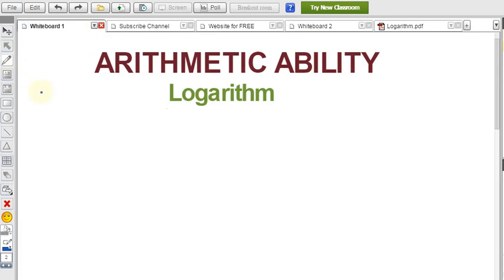Fine. Now let's start the topic. Logarithms. First let me explain what a logarithm is. So the definition: how can we define a logarithm?